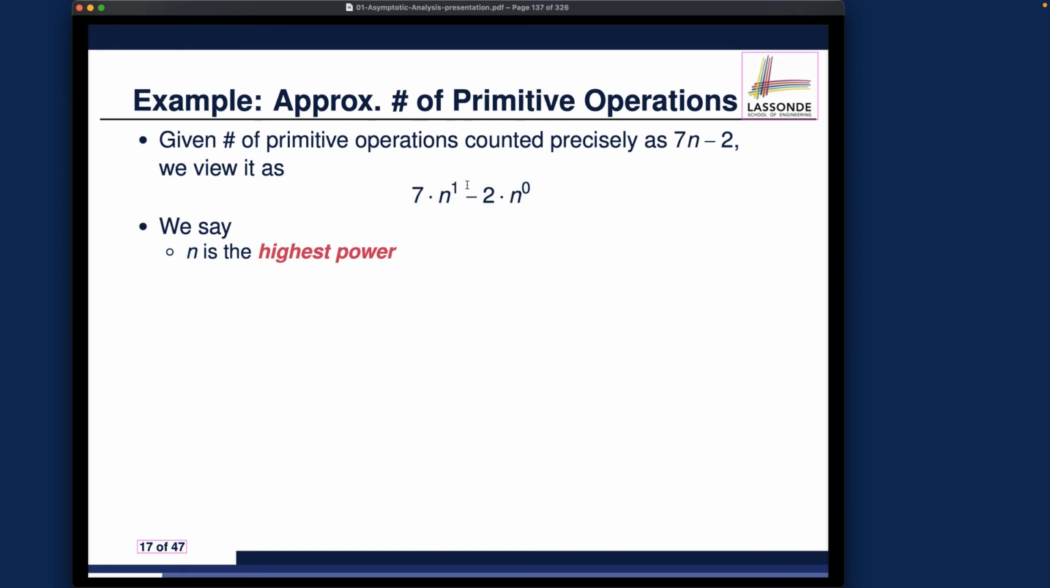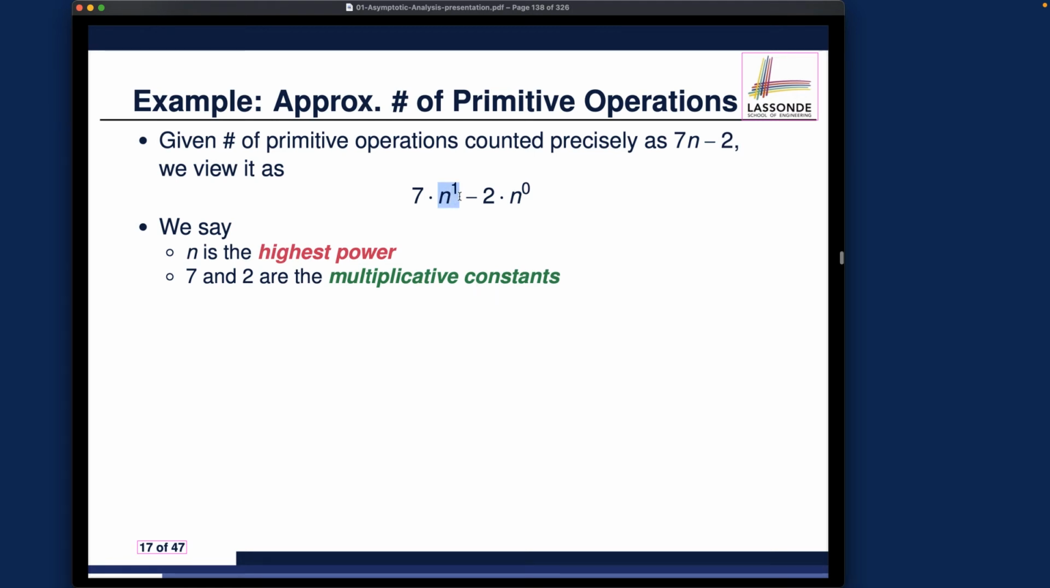We got power 1, and also we got power 0. Simply find the maximum. So that's why n to the power of 1 is the highest power. Of course, you might have multiple powers in the formula, in which case choose the maximum. That will be the highest power. And 7 and 2 are so-called the multiplicative constants, which I already mentioned in the earlier slides.